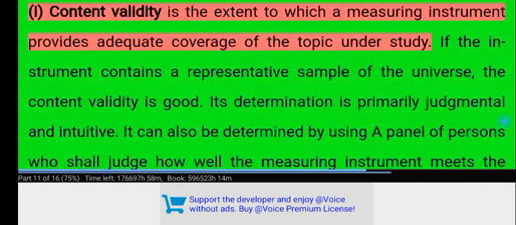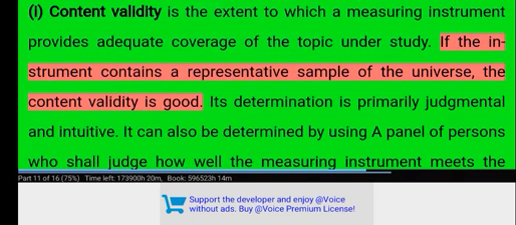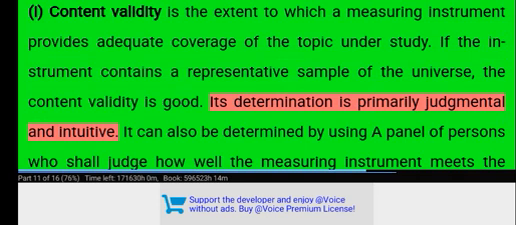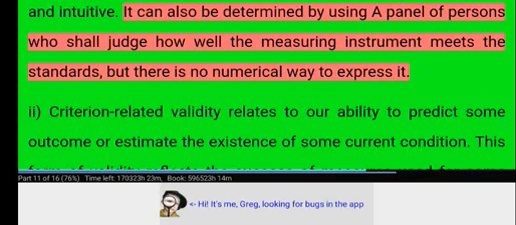I. Content validity is the extent to which a measuring instrument provides adequate coverage of the topic under study. If the instrument contains a representative sample of the universe, the content validity is good. Its determination is primarily judgmental and intuitive. It can also be determined by using a panel of persons who shall judge how well the measuring instrument meets the standards, but there is no numerical way to express it.